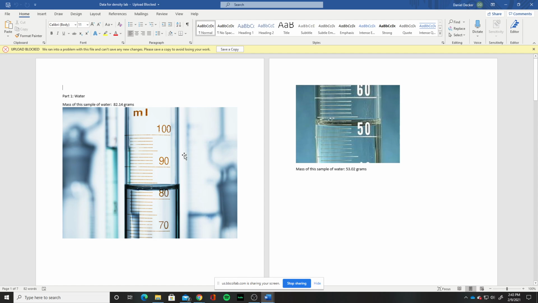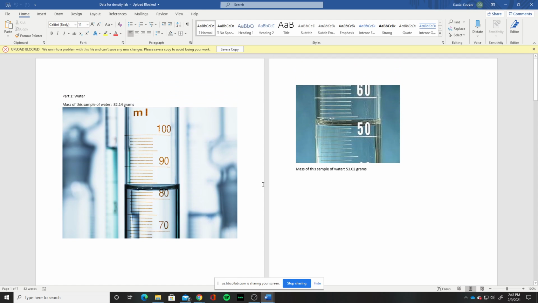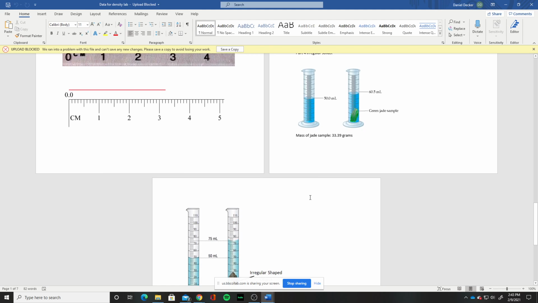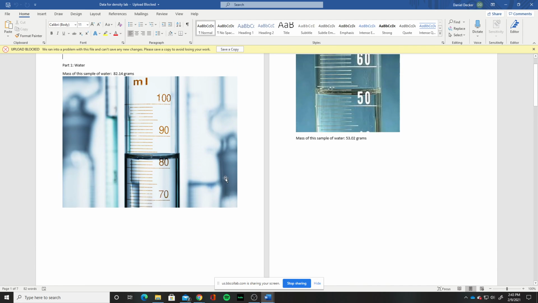This file just has images and data that you are going to use to answer questions in the other file. That's all we're using this for. So you won't actually be turning this file back in to me. You will just be using the data that I have on here. So let's talk about using this data.